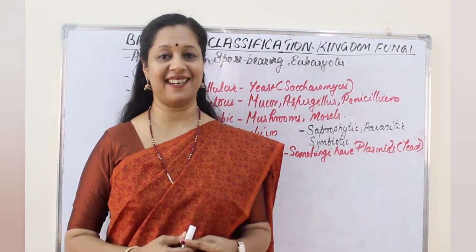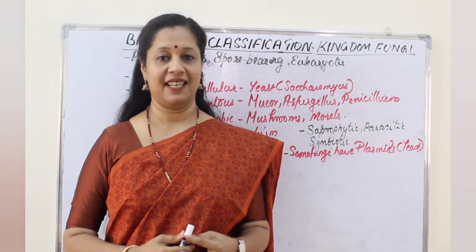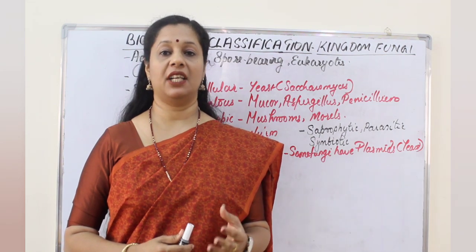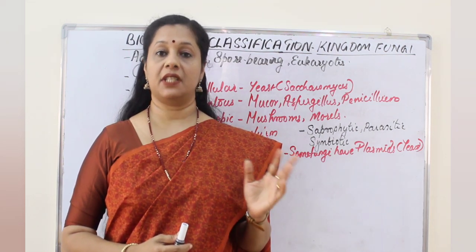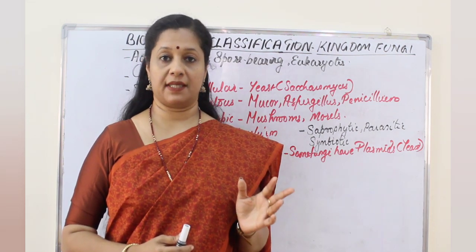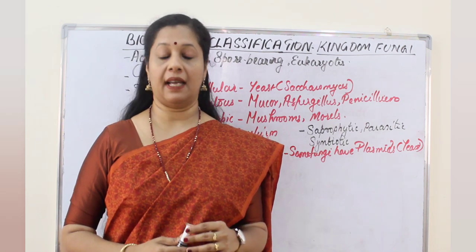I am Soumya Harikrishna. Today we will start Kingdom Fungi. We learned that the 5 kingdom classification includes Kingdom Monera, which includes all prokaryotes, then Protista, Kingdom Fungi, Plantae and Animalia.